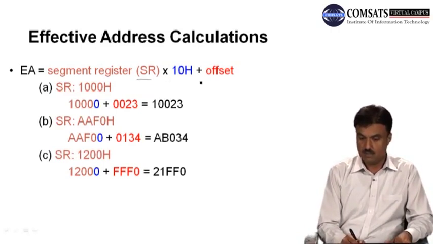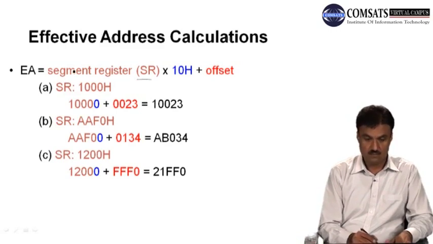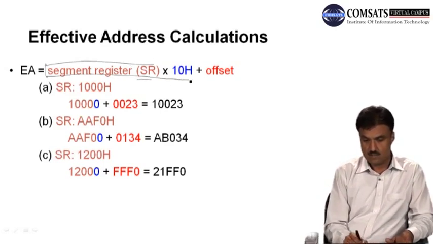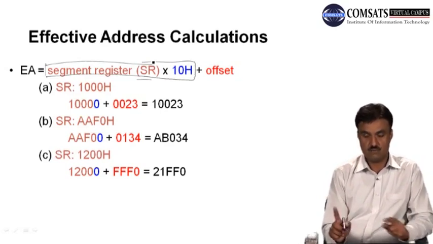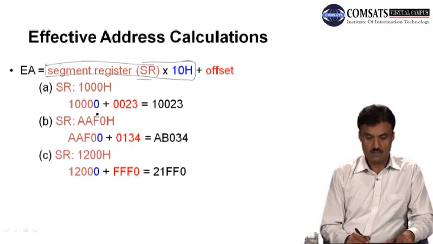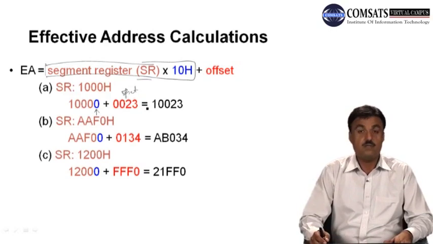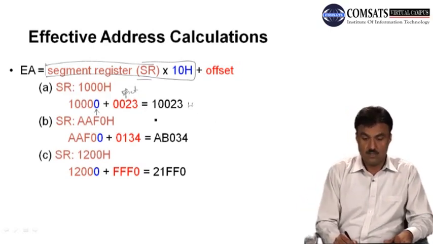So how can we calculate this? We get the segment value by multiplying by 10H, that is, multiplying by 10 in hexadecimal. Instead of appending, the same operation is called multiplying by 10. It will append a 0 here, and if we add 0023, which is the offset or displacement, the effective address will be 10023 in hexadecimal.